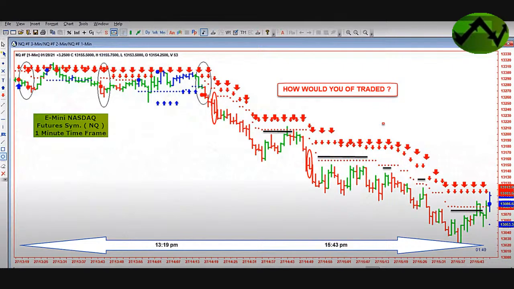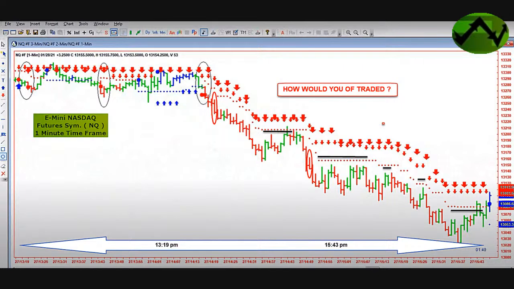Now, there are a lot of other day traders out there who will probably disagree with me on that, but that's fine. I don't care. Everybody's entitled to how they want to trade. So the question is, how would you have traded? I'm just showing you how I would have done it.